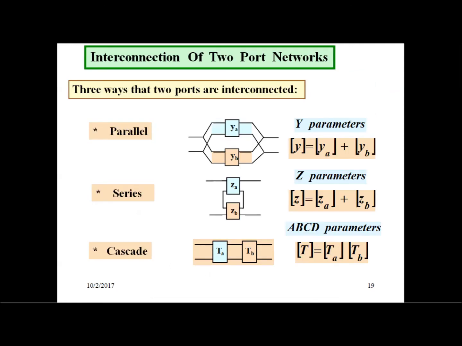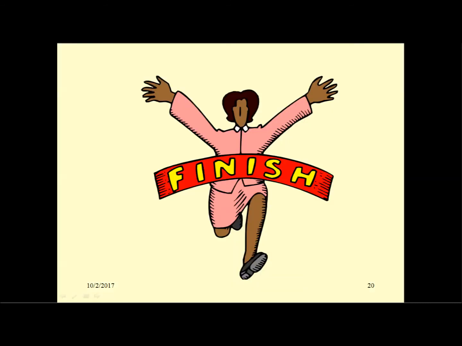Now this is the way in which we can connect two-port networks: parallel connection, series, cascade. In parallel connection, we have the summation of Y parameters as the total Y parameters, in series the summation of Z as the total Z, and in cascade, multiplication of individual ABCD as the total ABCD. Similarly, we can do series-parallel for H parameters.